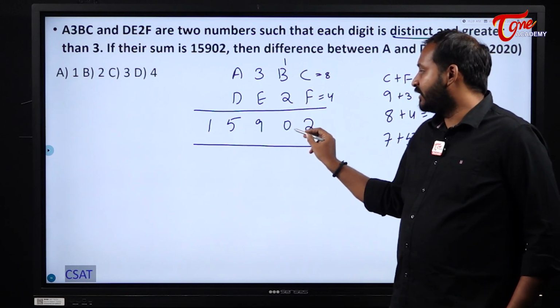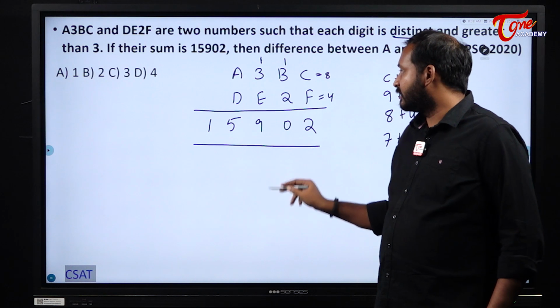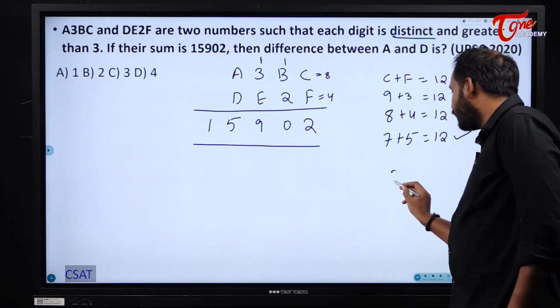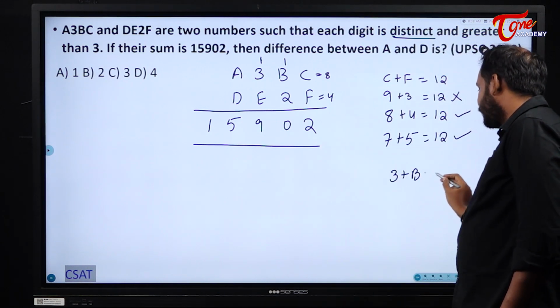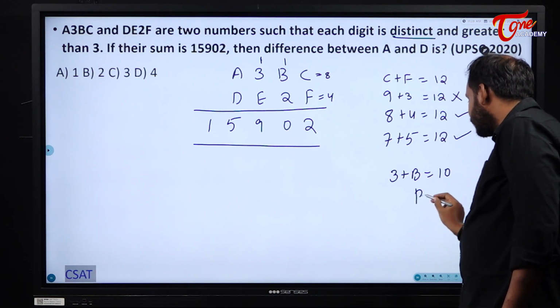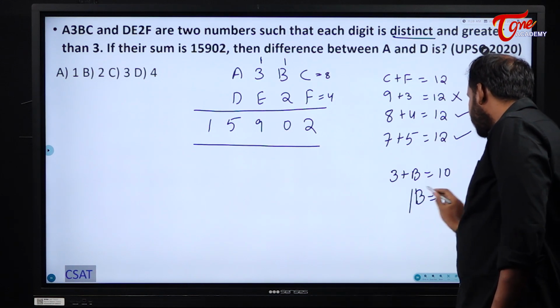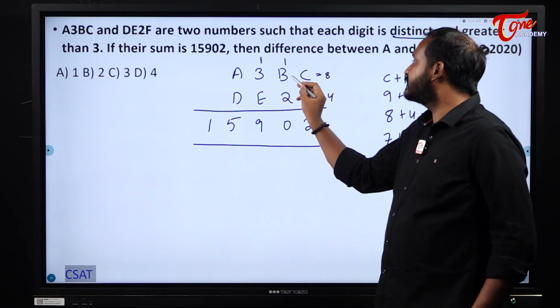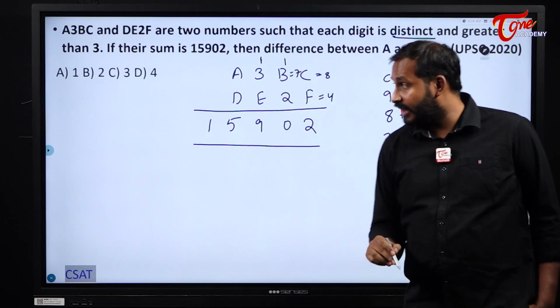1 plus B plus 2 should become 0, meaning it should become 10. That means 3 plus B value should become what? 10. Then what happens to B value here? B value becomes 7. So B value is 7 for me here. Okay, good, that is done.